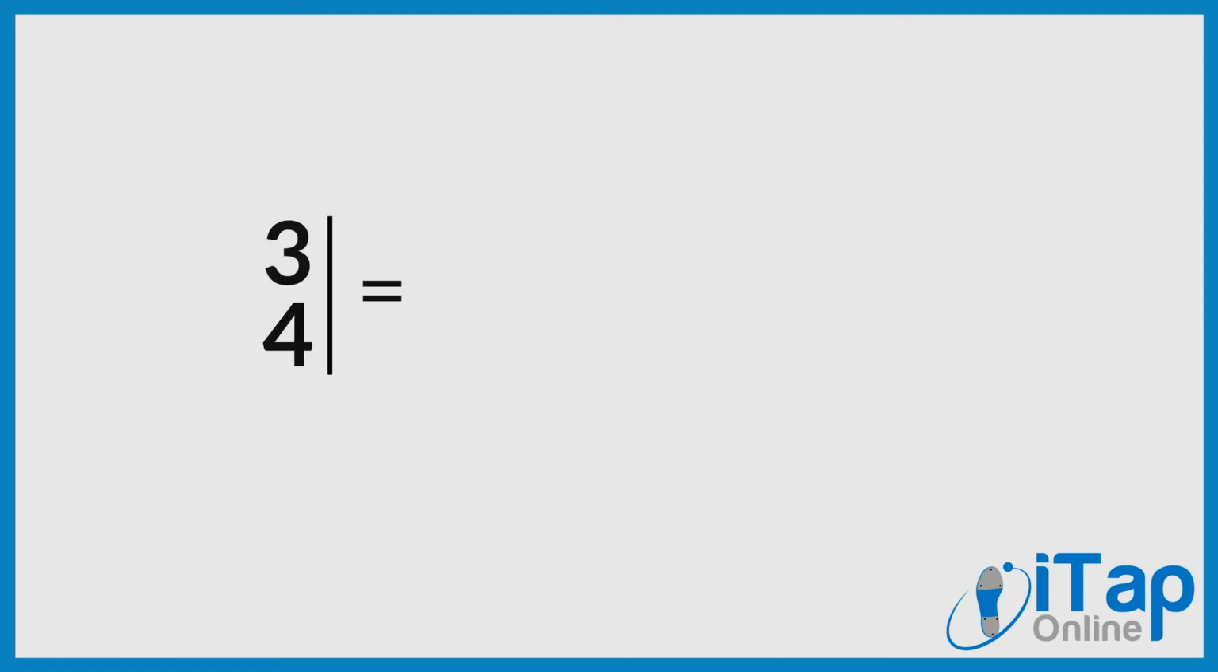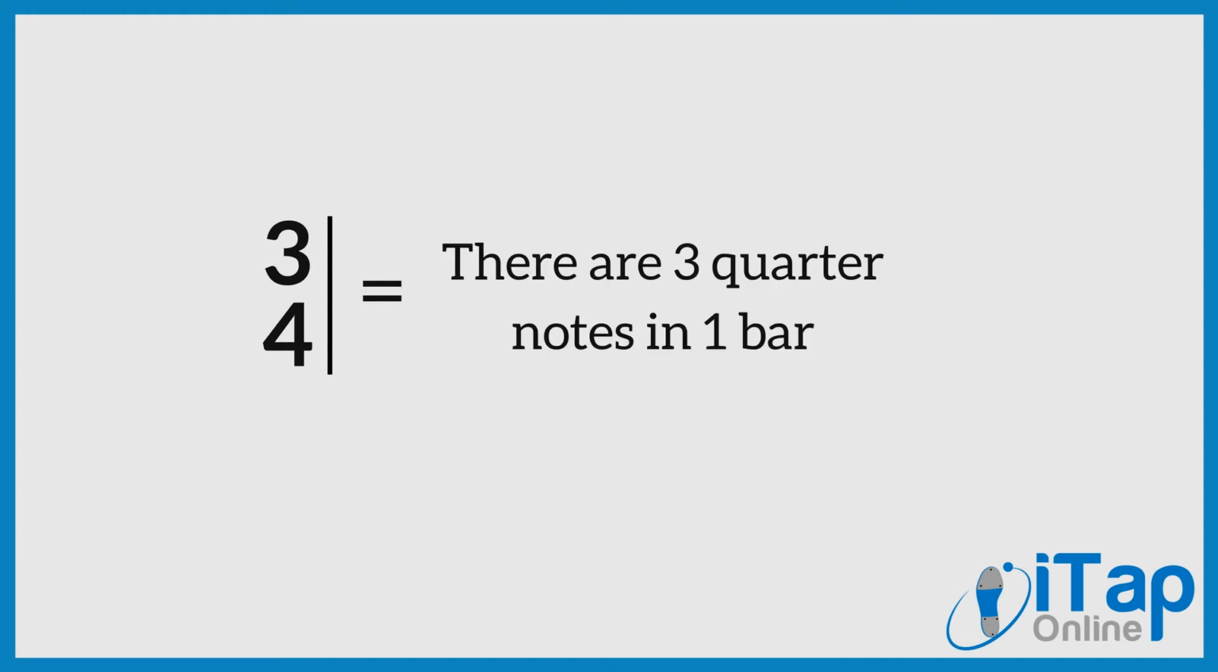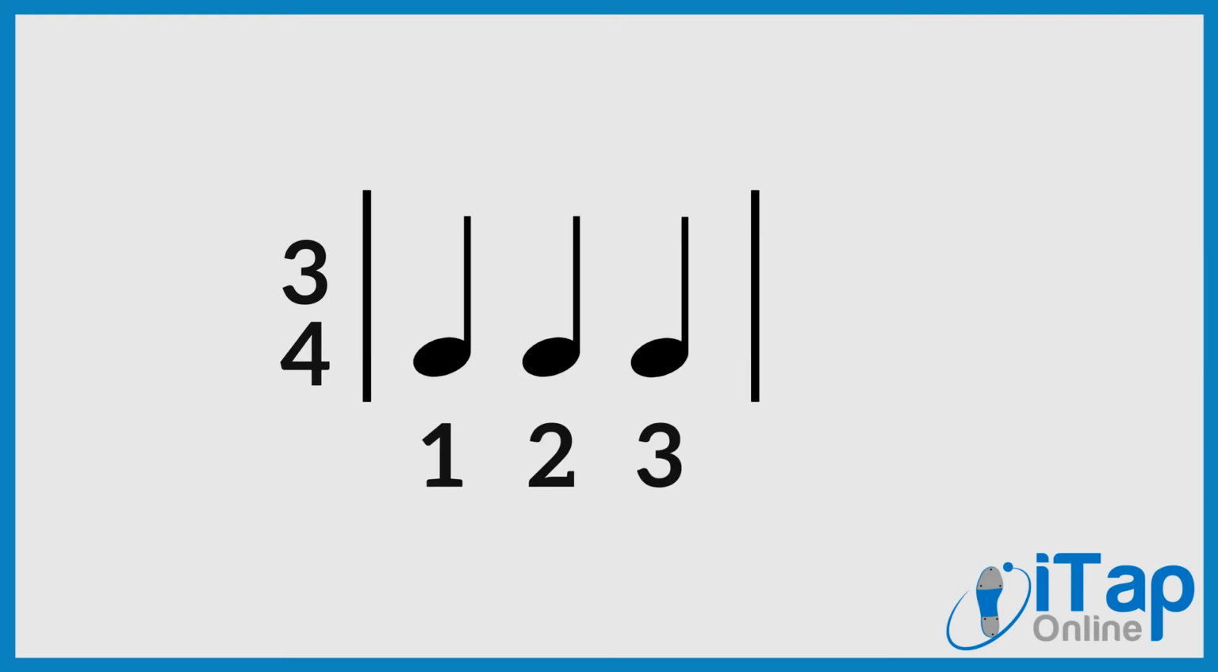Let's move on to another time signature, 3/4 time, which is often played as a waltz. So you'll notice that our top number has changed, and it's telling us that there are 3 beats in a bar, but the bottom number has stayed the same. This means that there are 3 quarter notes in one bar. If I were to count one bar in 3/4 time, it would be 1, 2, 3.